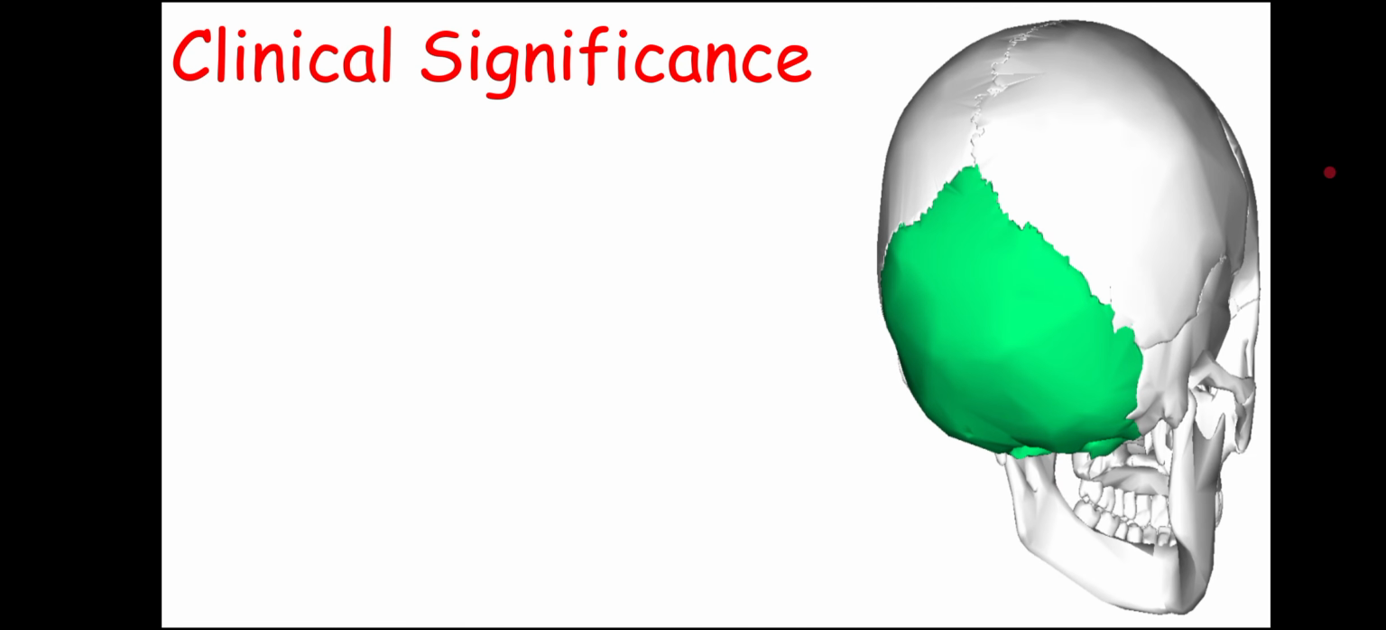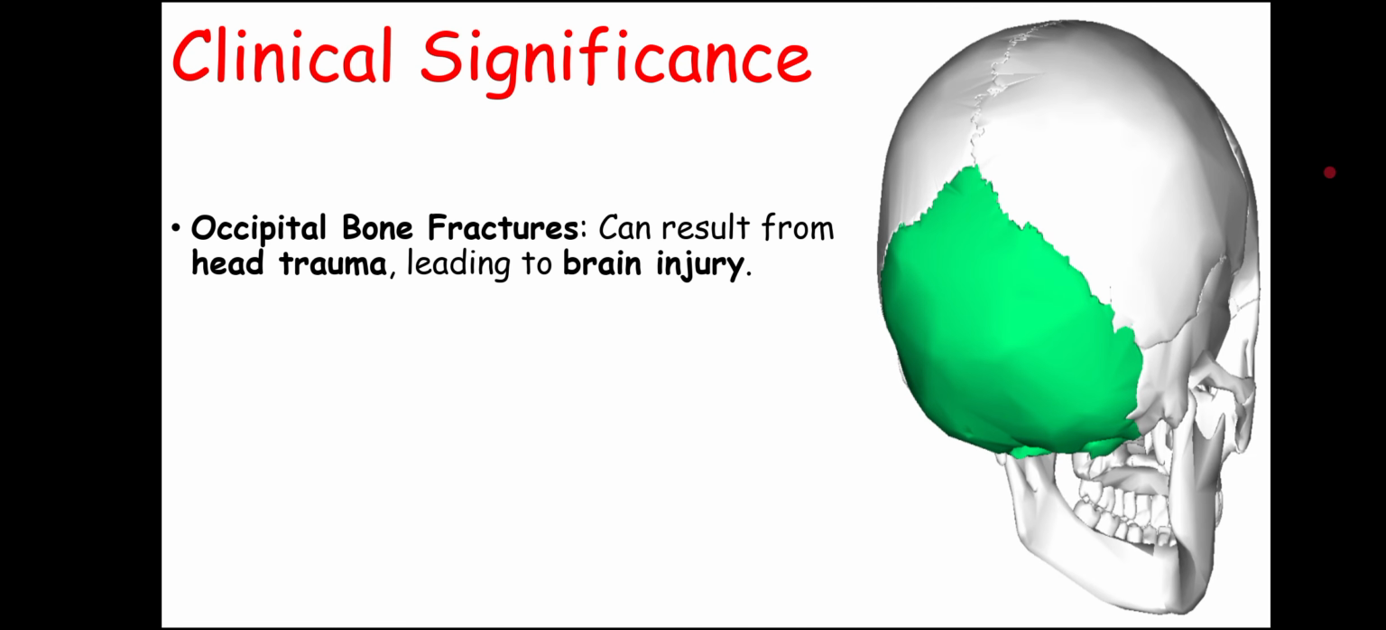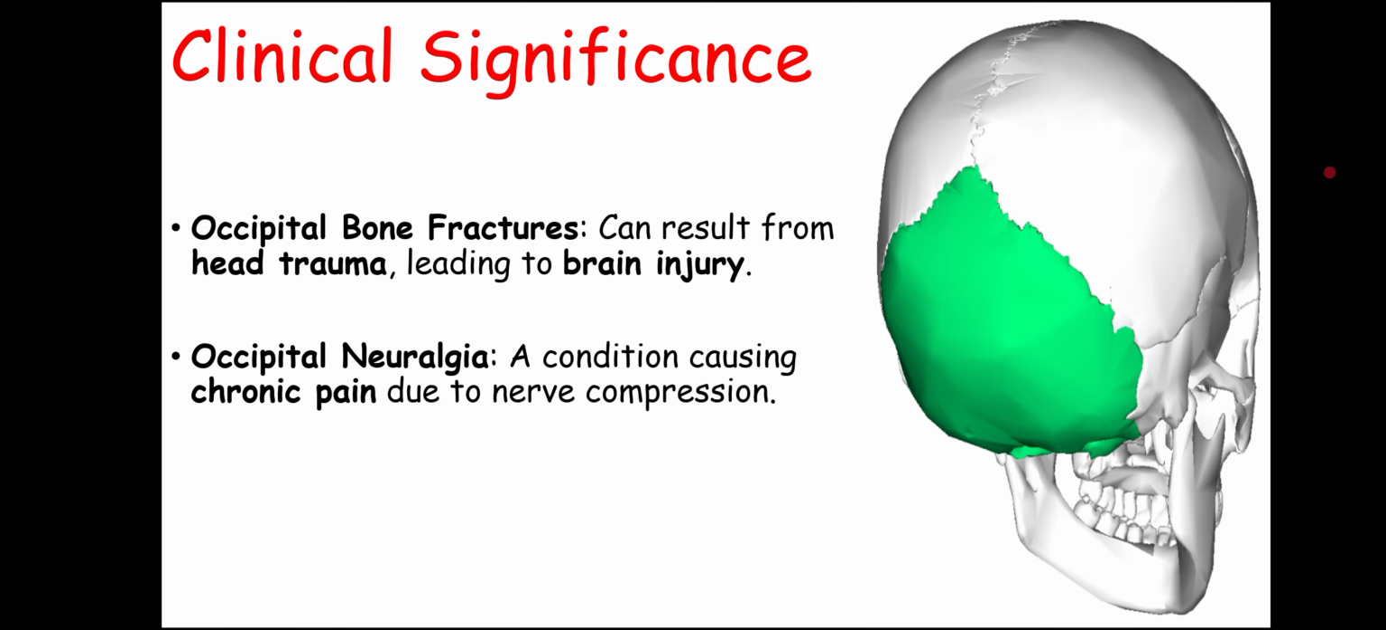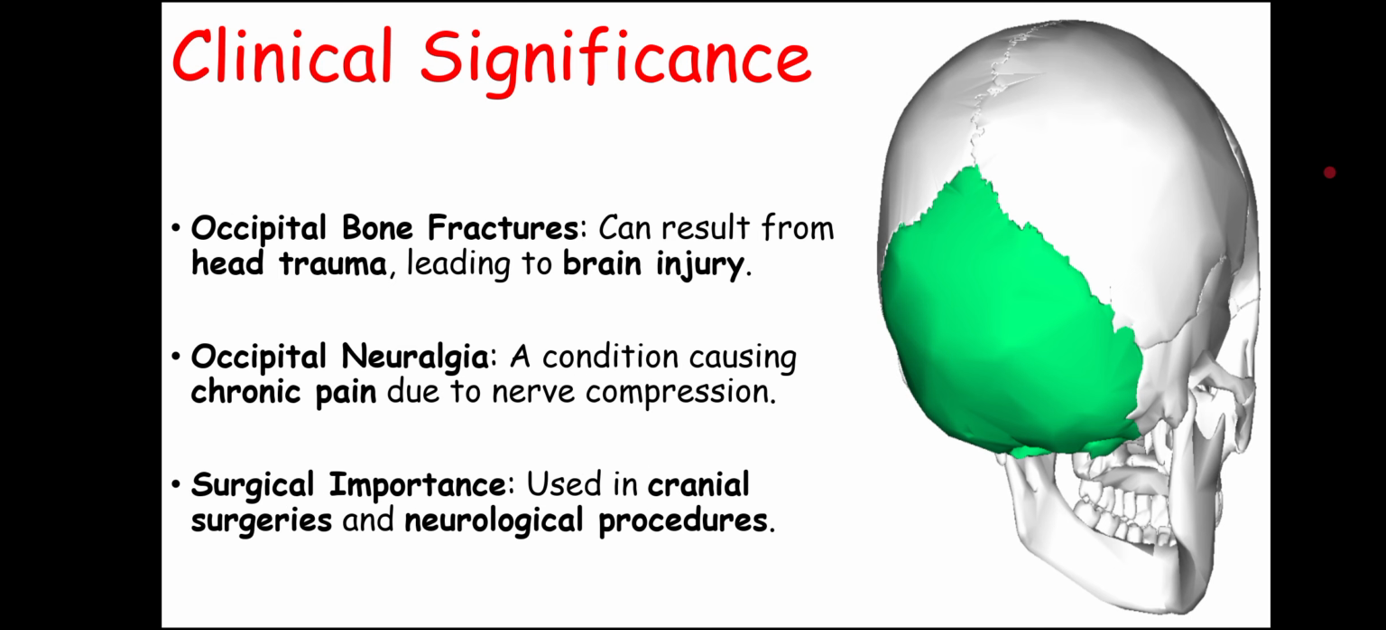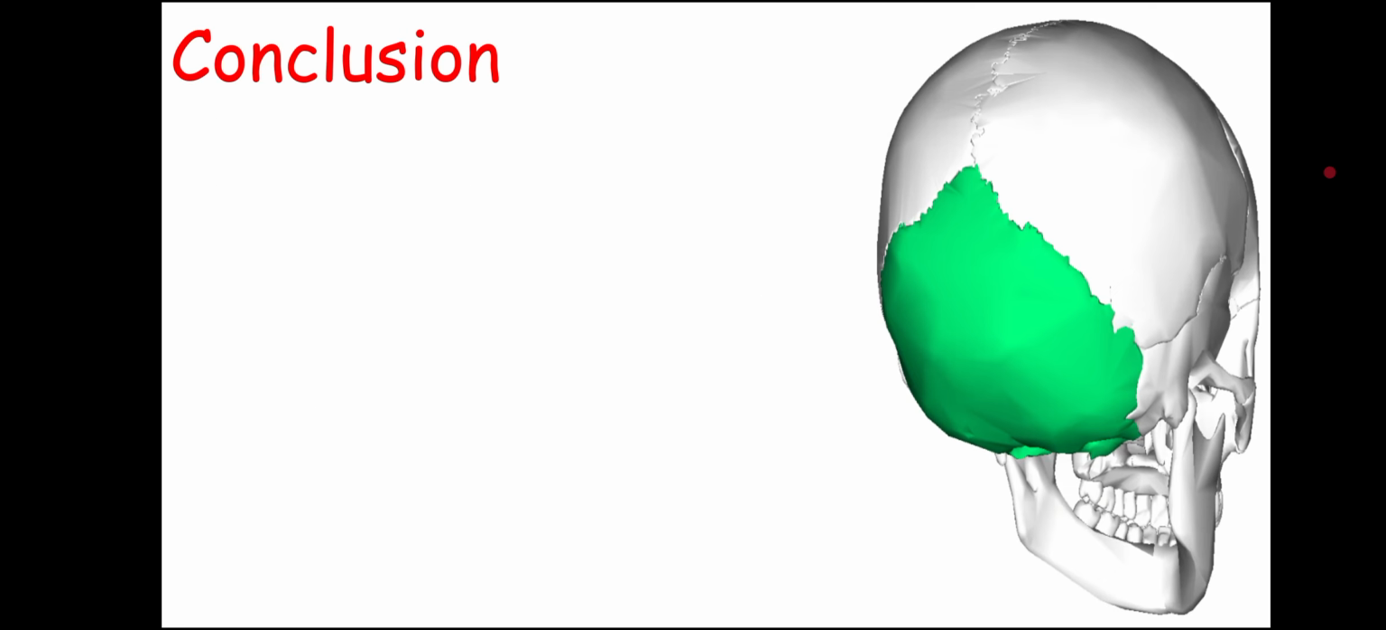Now let's talk about the clinical significance of occipital bone. Occipital bone fractures can occur, and they can result from head trauma leading to brain injury. Other clinical significance is occipital neuralgia. That is a condition causing chronic pain due to nerve compression. And surgical importance of occipital bone includes, as it is used in cranial surgeries and neurological procedures.